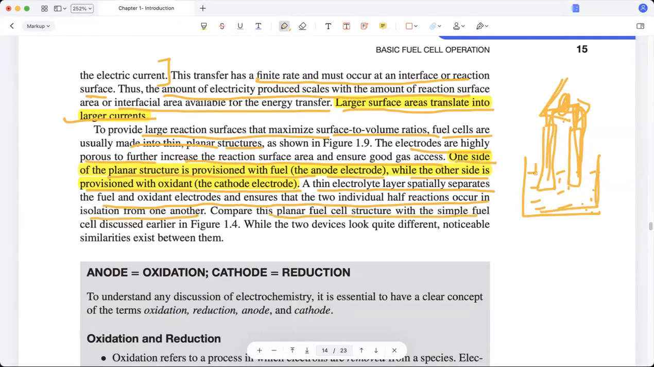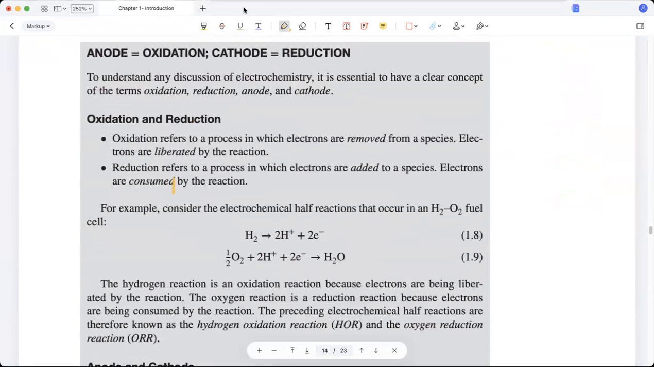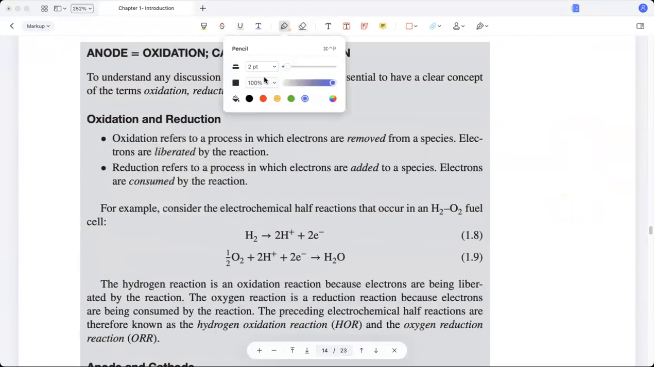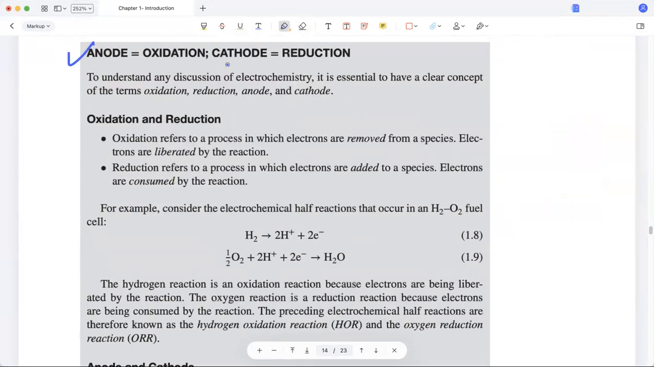So this is your simple fuel cell operation. While the two devices look quite different, noticeable similarities exist between them. This is a very important thing which you need to remember: at the anode, oxidation occurs and at the cathode, reduction occurs. To understand any discussion of electrochemistry, because a fuel cell basically involves the principles of electrochemistry as well, it is essential to have a clear concept of the terms oxidation, reduction, anode, and cathode. Very, very important.